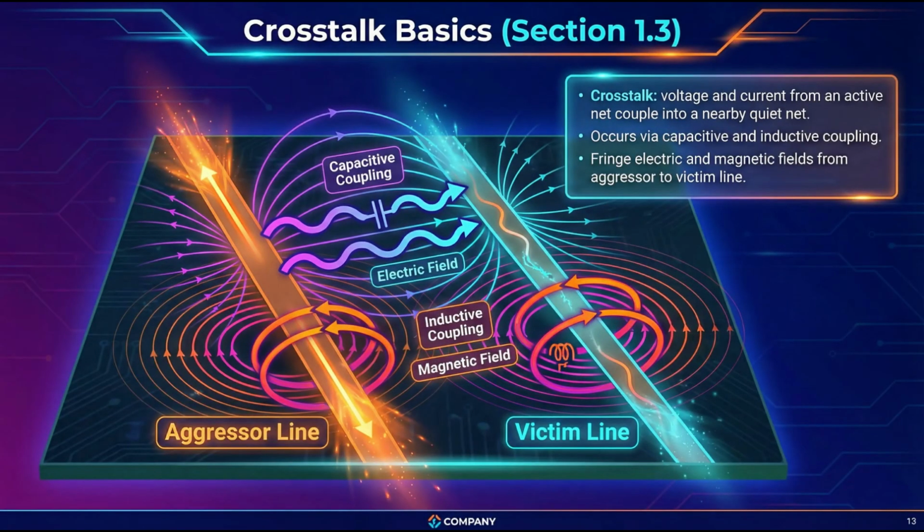Crosstalk basics. Crosstalk occurs when voltage and current from an active net couple into a nearby quiet net. This coupling happens through both capacitive and inductive mechanisms, which can also be described as fringe electric and magnetic fields from the aggressor line to the victim line.